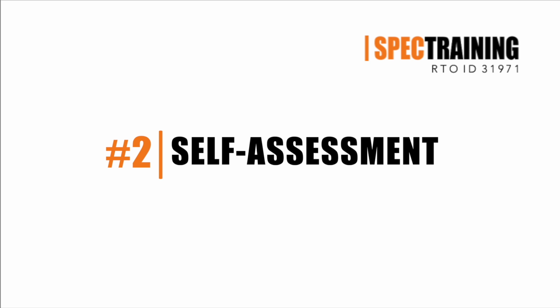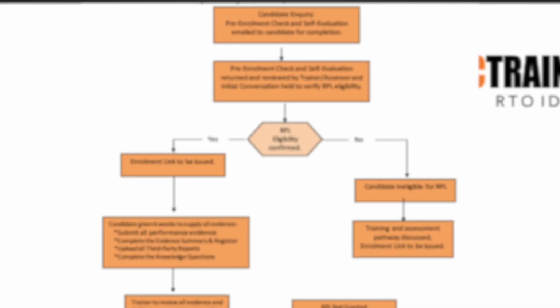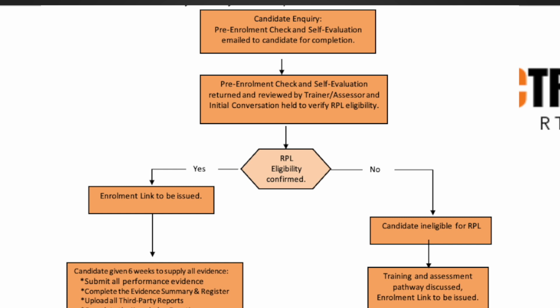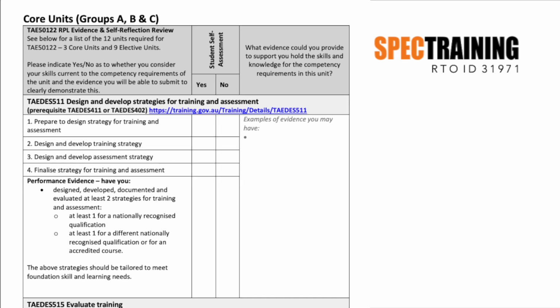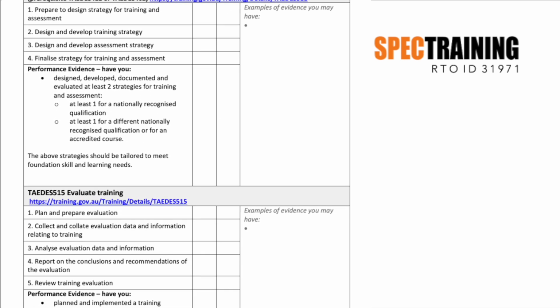Next is a self-assessment. The candidate will need to engage in a self-assessment process provided by the assessor or RTO to reflect on and evaluate their own skills and knowledge. This will help identify areas where they meet the competency standards and where future evidence may be needed.